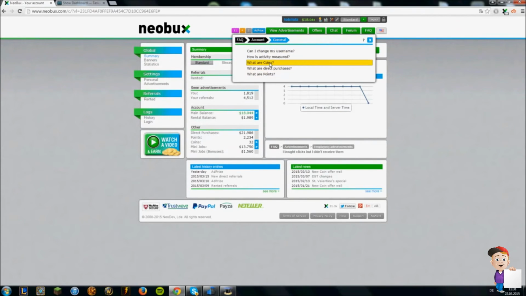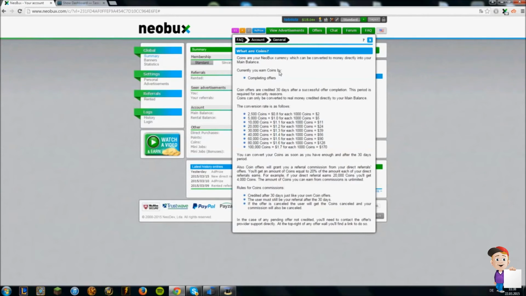What are coins? Coins are your NeoBux currency, which can be converted to money directly into your main balance. So yeah, and you can get them, as I said, by completing offers. So coins basically are money, and you can see the list here for how many points you get money. 2,500 coins are $2, and 100,000 coins would be $170. So these are coins.